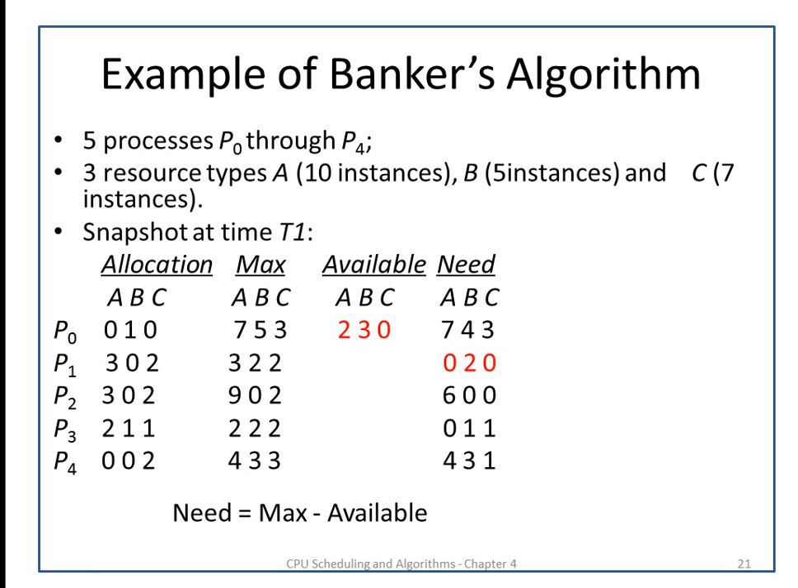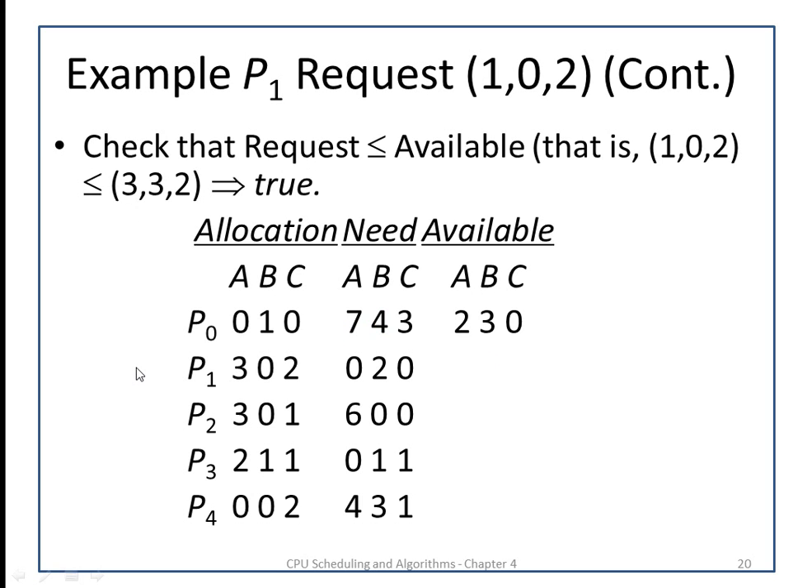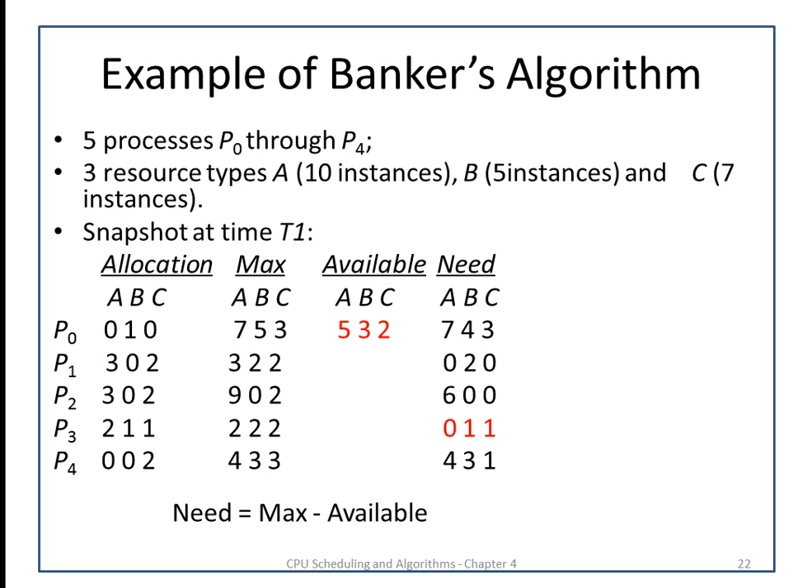So those resources will be allocated to process P1, its execution will be completed, and it will return the resources which were allocated to it. So the available resources will get updated. What we are doing is adding the available and the allocation, so the modified available will be 532. Now we will check the next process for the safe sequence.